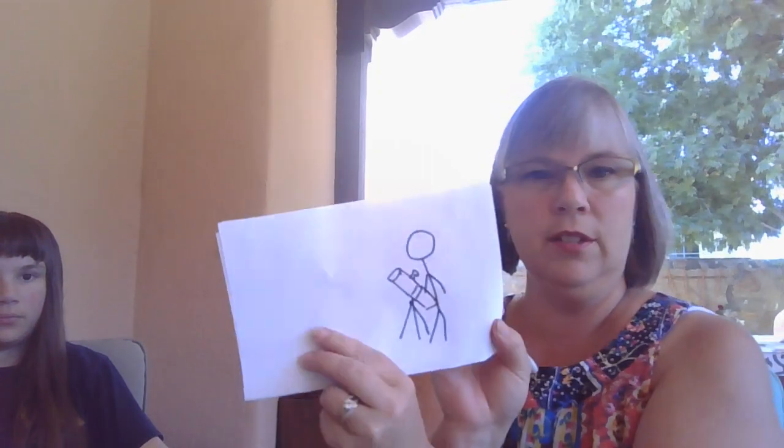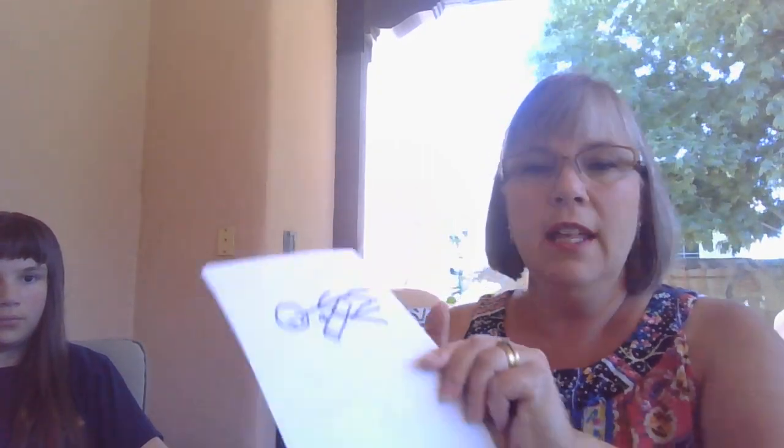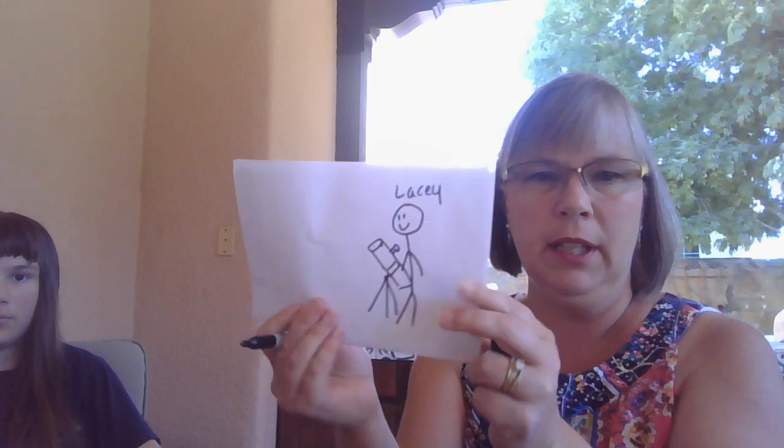I'm not going to draw the telescope very well, but there's the telescope. Oh, and he's got eyes. Now tell me what this person's name is going to be that owns a telescope. Do you want it to be Lacey? Okay, I'll put Lacey. It doesn't have to be the name of the person doing this. And then I always label it.